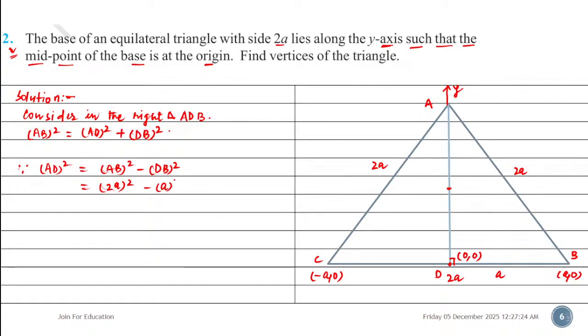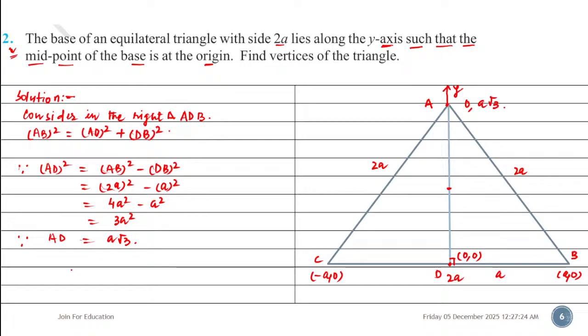So we write down here a square equal to, this one will be 4a square minus a square equal to 3a square. Therefore, AD equal to a root 3. So the point A will be what? When x equal to 0, then y is a root 3.